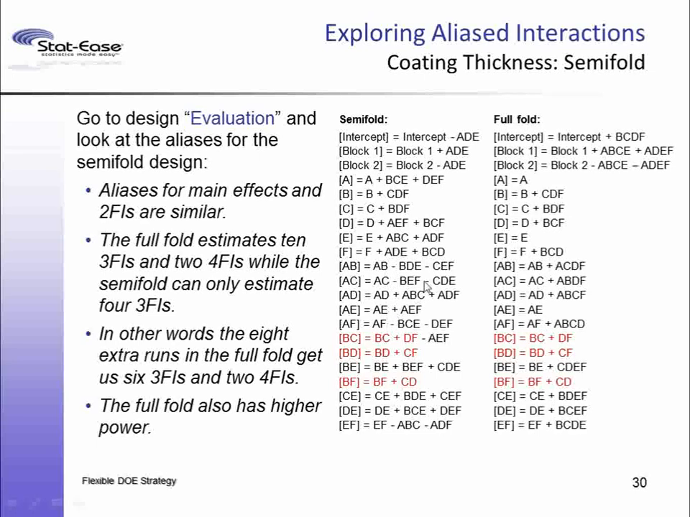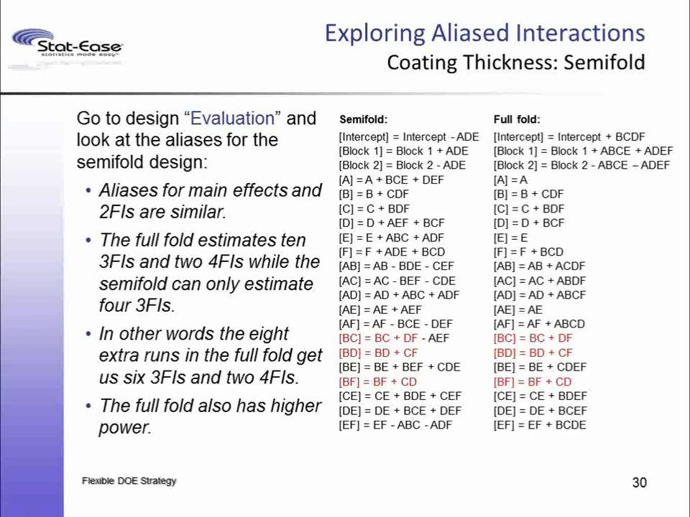The two-factor interactions are aliased with three-factor interactions, but if you assume that those are negligible, then they can be ignored. The aliasing with the other factors remains the same. And CE, again, is aliased with some three-factor interactions. But basically, this gives you the same results at half the price.